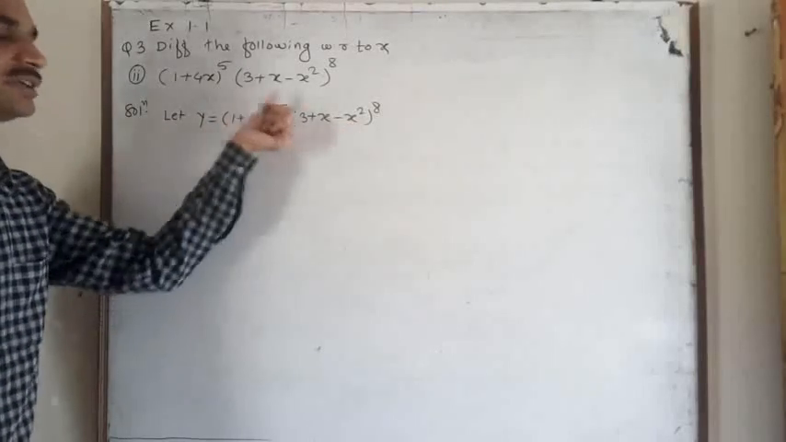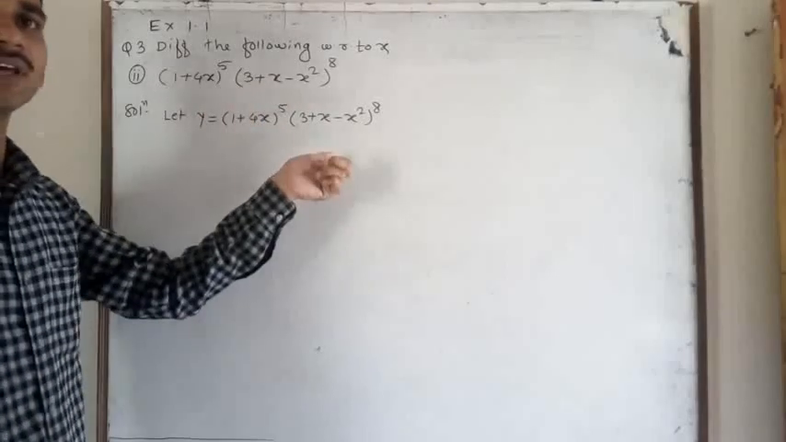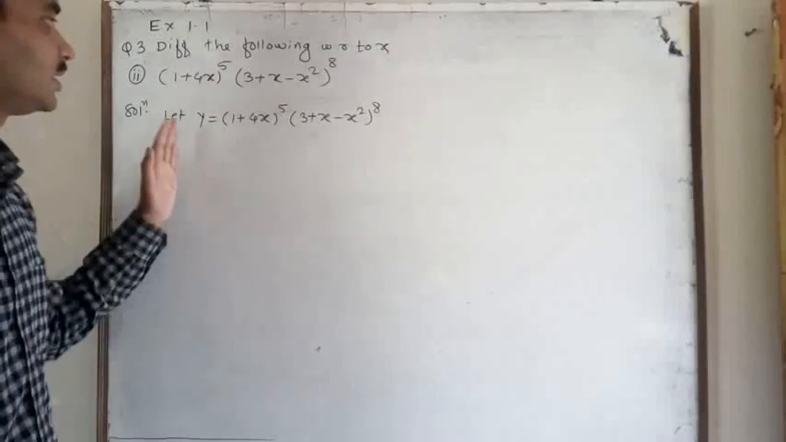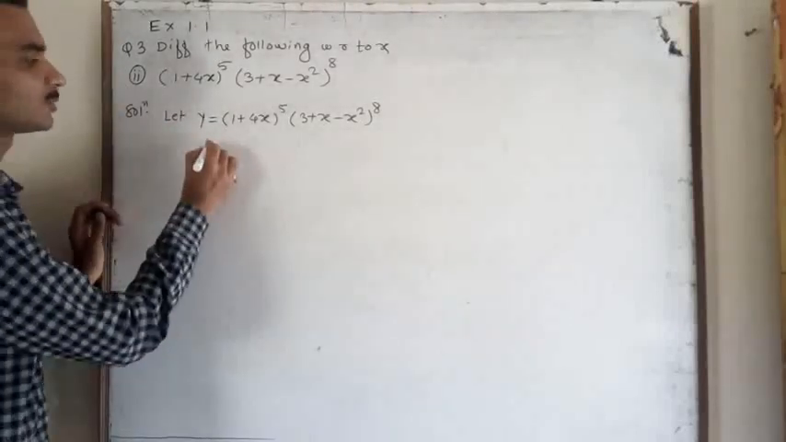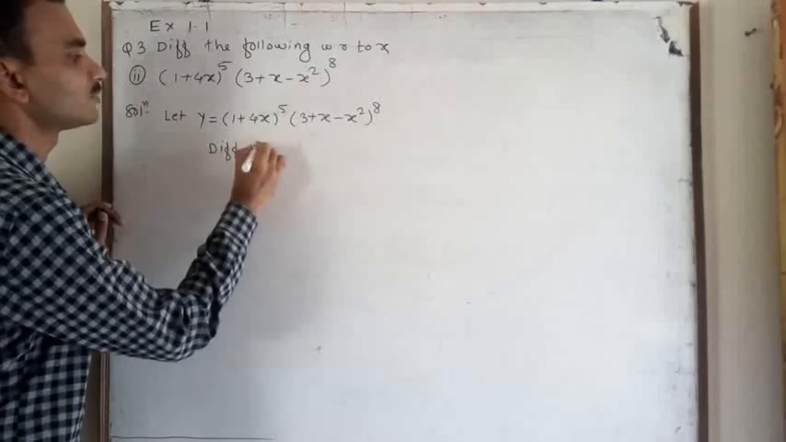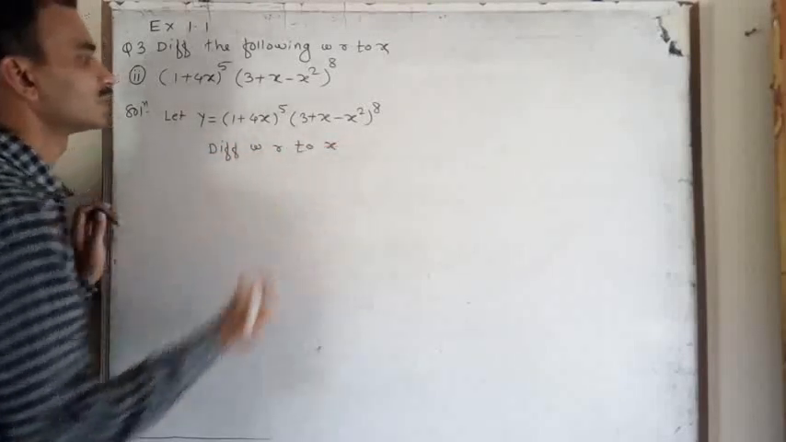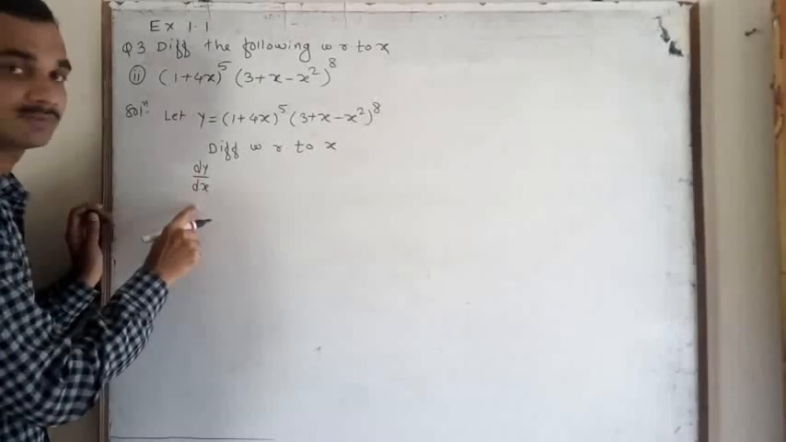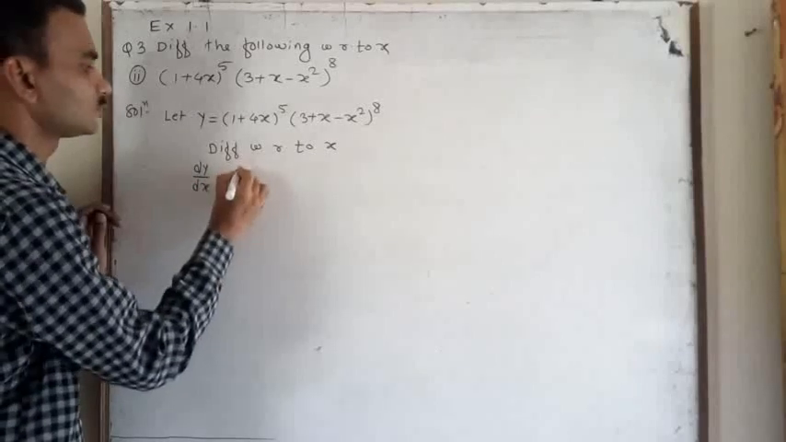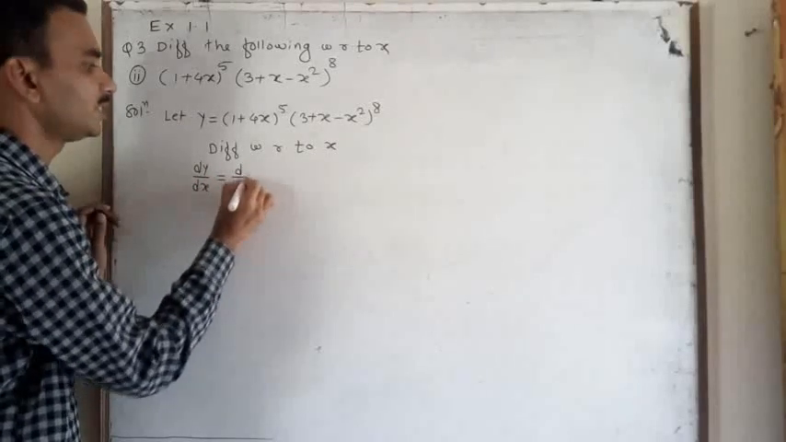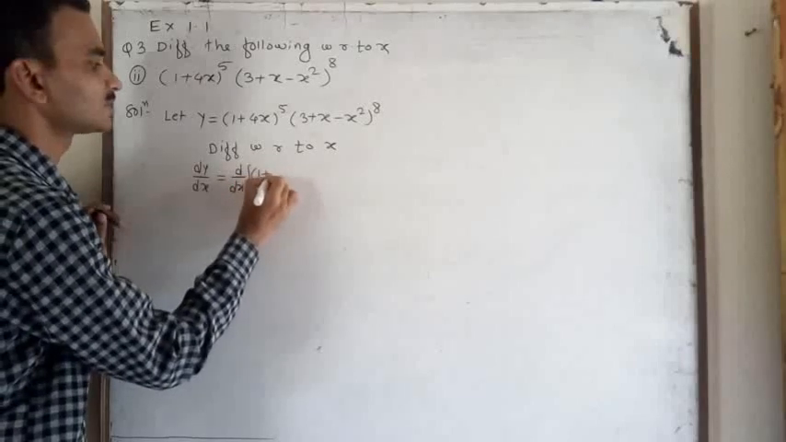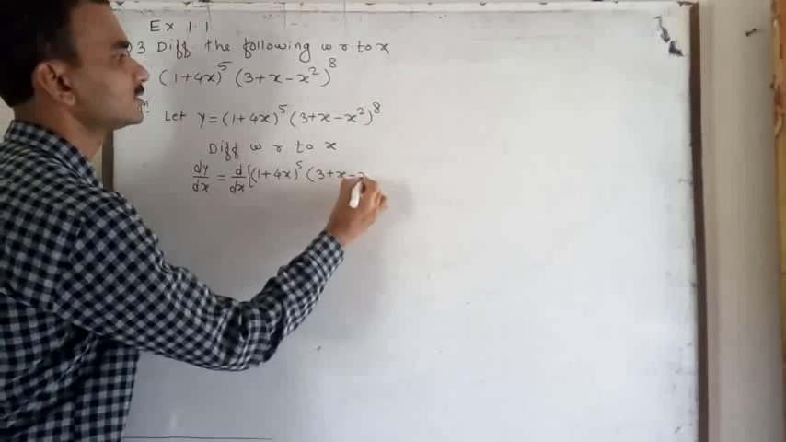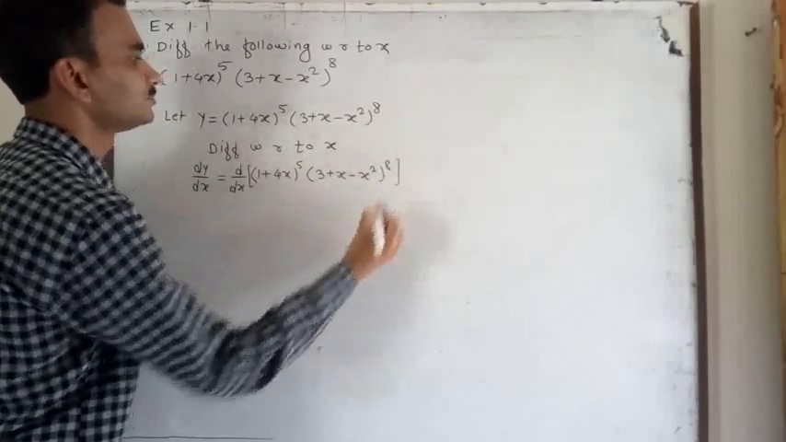This whole term is in terms of x, the main function in terms of x. So we differentiate with respect to x, and we have to find dy by dx. So differentiate with respect to x. We take the derivative of y, dy by dx, and also we take d/dx of this term, 1 plus 4x raised to the power 5 and 3 plus x minus x square raised to the power 8.